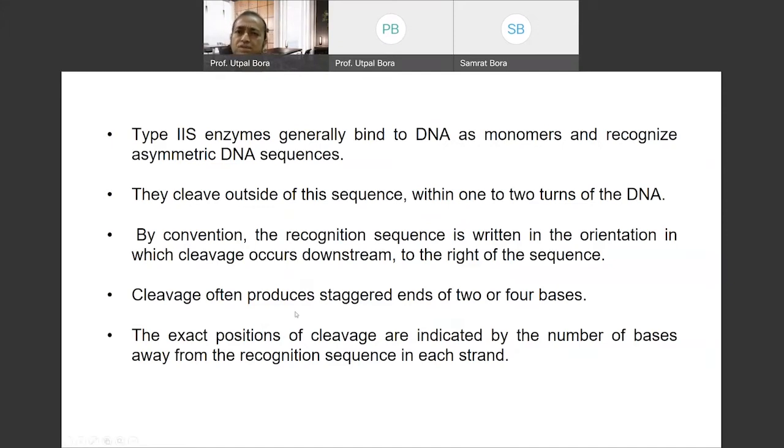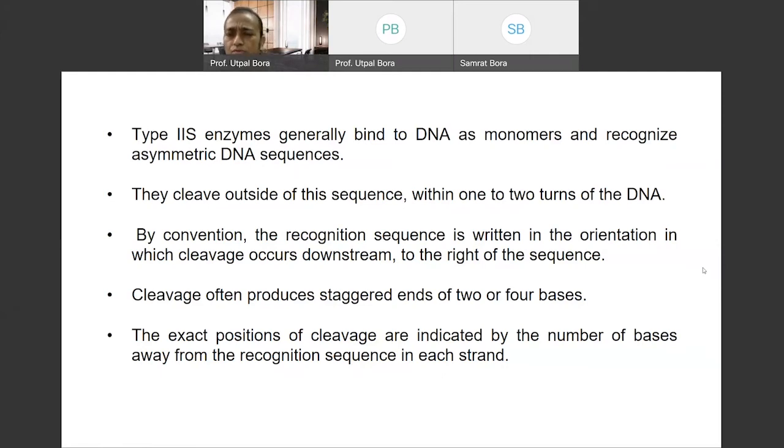So these type 2S enzymes generally bind to the DNA as monomers, and they recognize asymmetric DNA sequences which are not symmetrical. So they cleave outside of this sequence within 1 or 2 turns of the DNA, say around 20 base pairs away. By convention, the recognition sequence is written in the orientation in which the cleavage occurs downstream, to the right of the sequence.